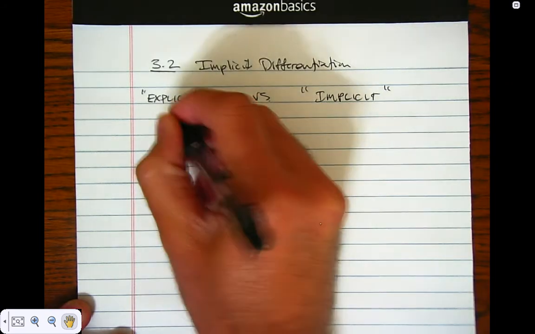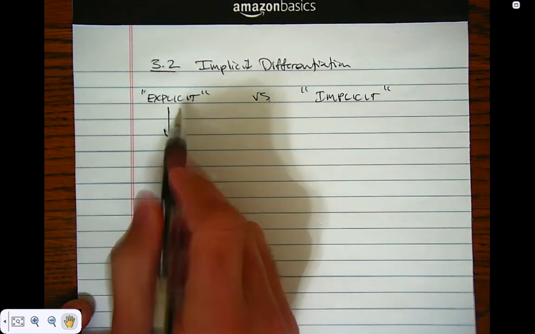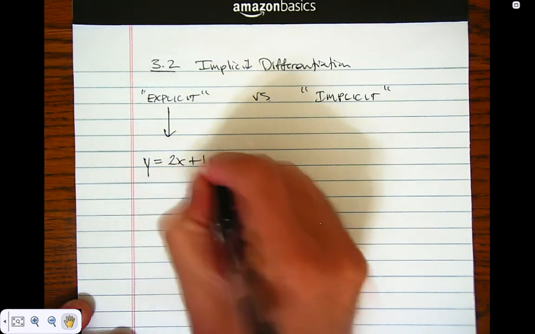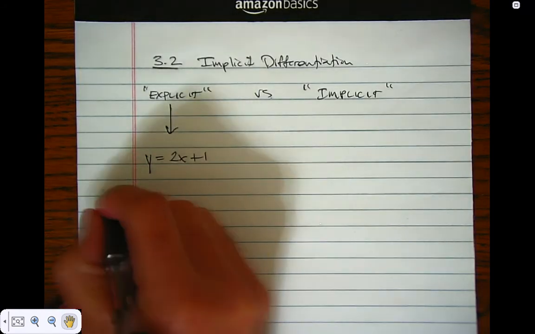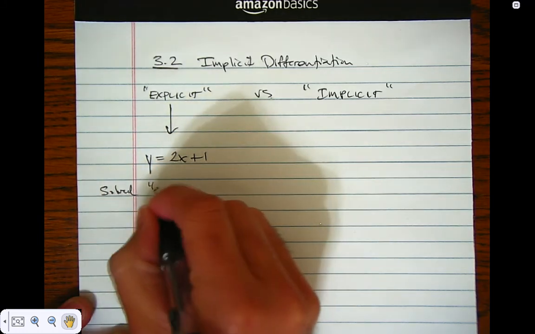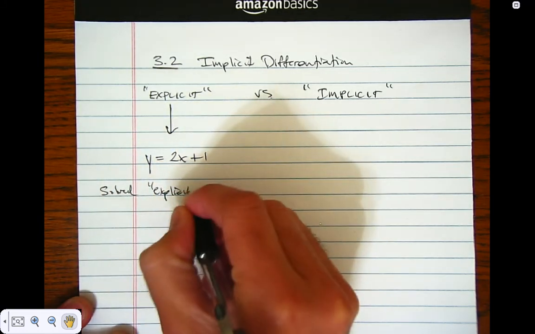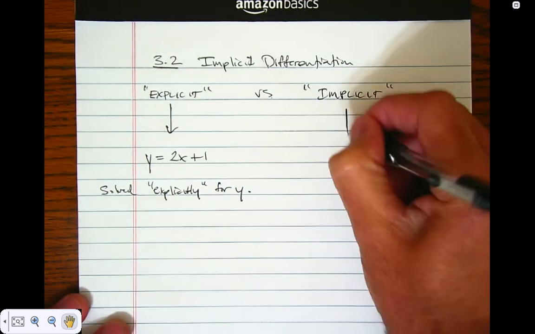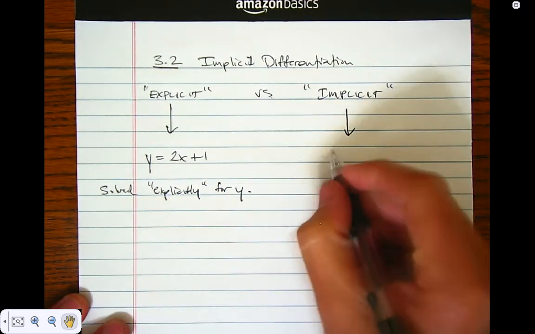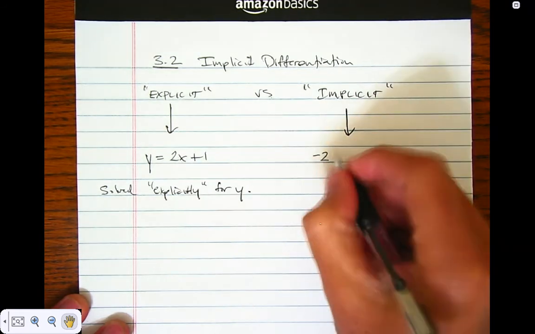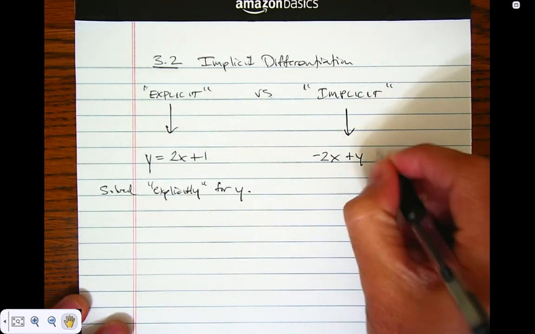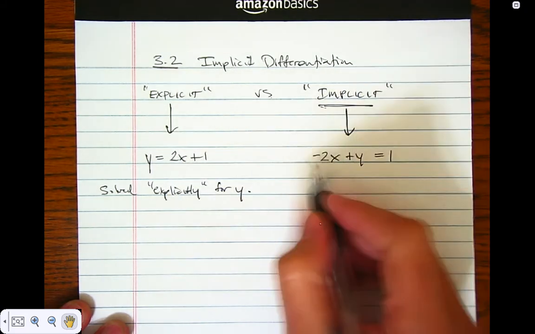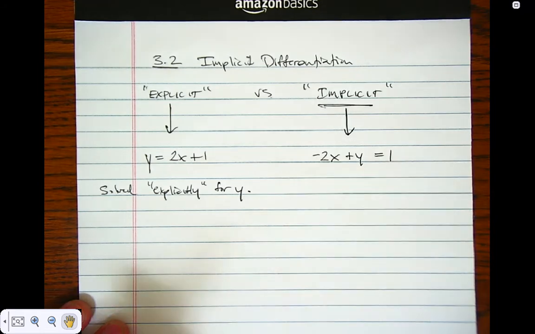Okay, and so we're used to this one. And what does this mean, explicit? A function that is solved explicitly for y would be like that, right? This is solved explicitly for y. Implicit is different because if you had the same exact equation written as negative 2x plus y equals 1, we know that these things are the same, but we're going to learn how to take the derivative of this guy that's not solved for y.